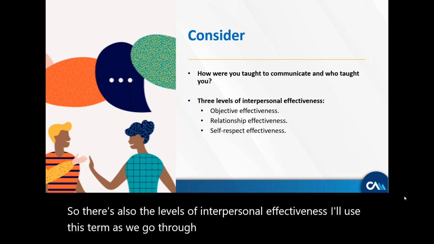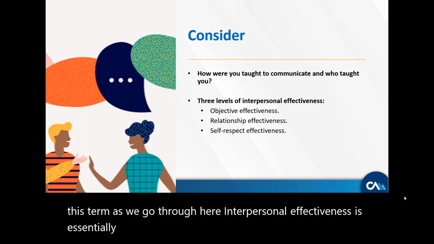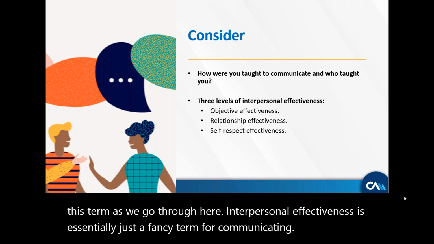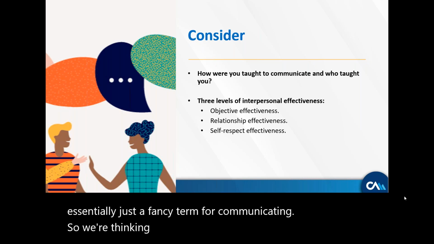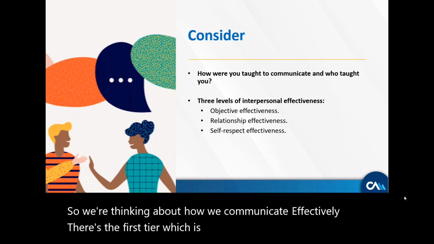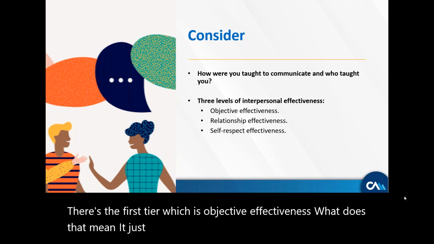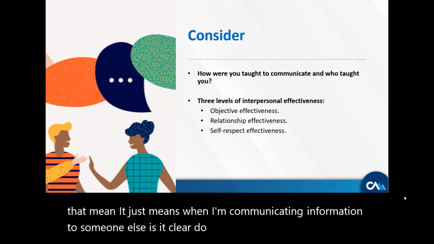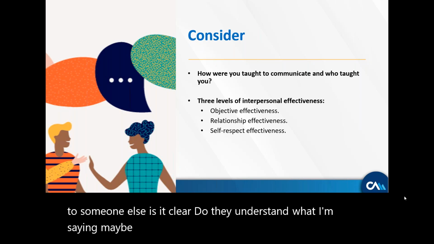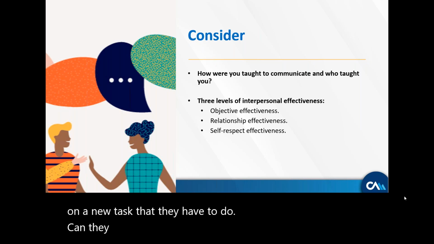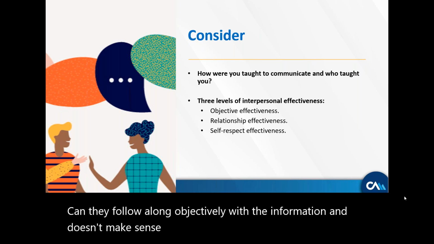So there are also the levels of interpersonal effectiveness. I'll use this term as we go through here. Interpersonal effectiveness is essentially just a fancy term for communicating. If we're thinking about how we communicate effectively, there's the first tier, which is objective effectiveness. What does that mean? It just means when I'm communicating information to someone else, is it clear? Do they understand what I'm saying? Maybe I'm giving them a training at work on a new task that they have to do. Can they follow along objectively with the information, and does it make sense?